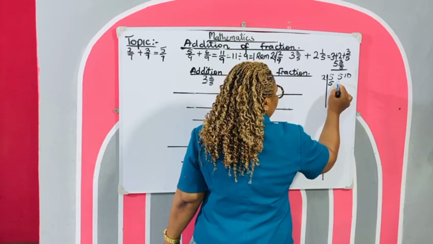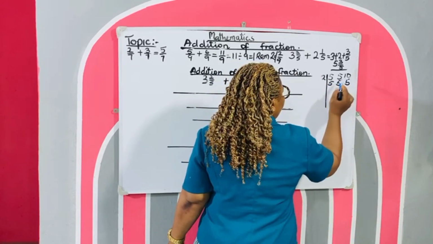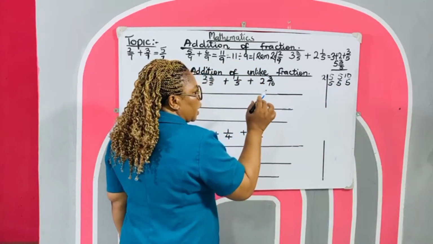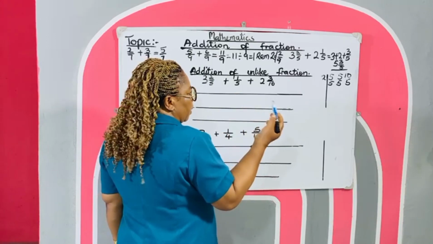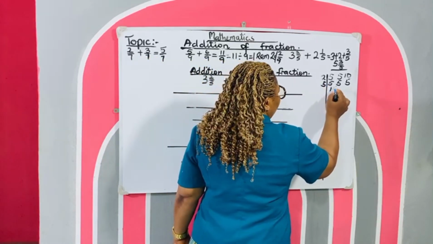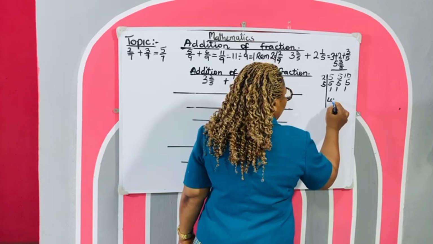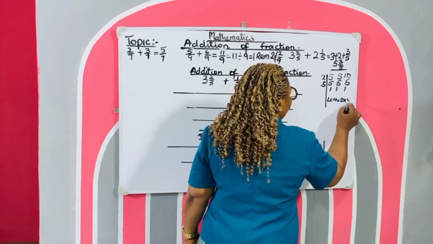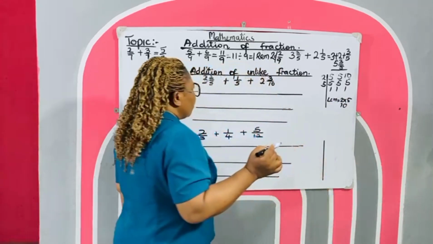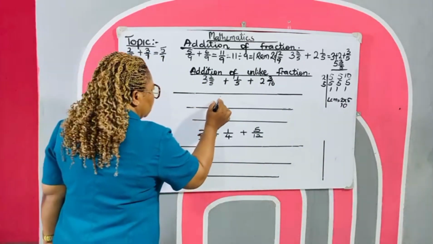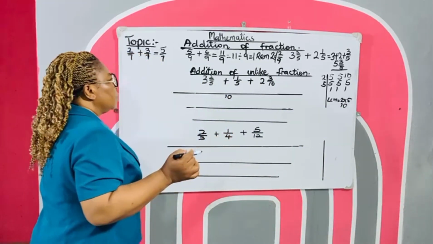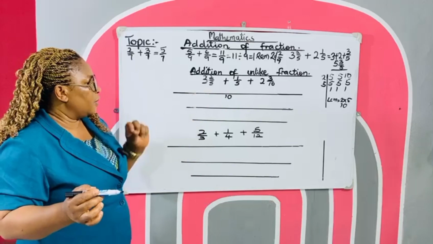2 can go, give me 5. 3 cannot go, 4 cannot go, but 5 can go. I have 5, 1, 1, 1. So the LCM is 2 times 5, that is 10. The LCM is what? 10.